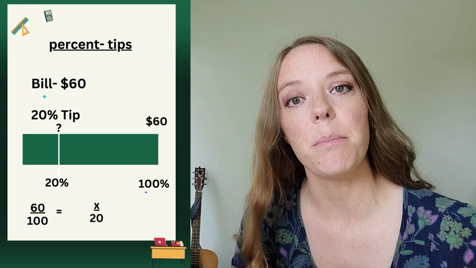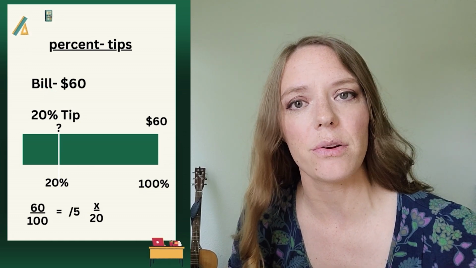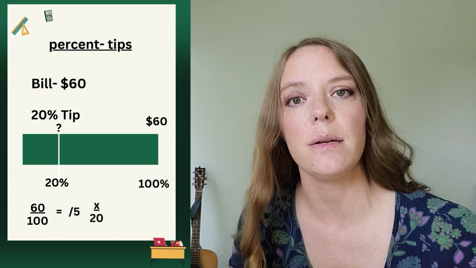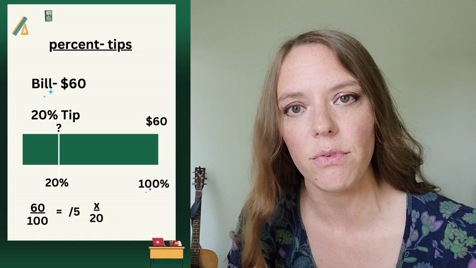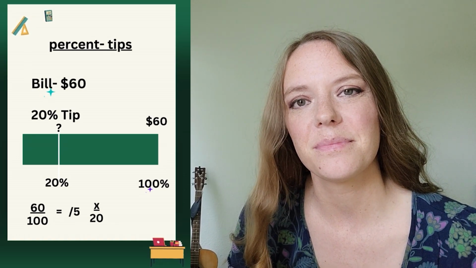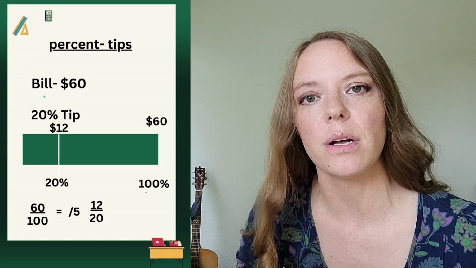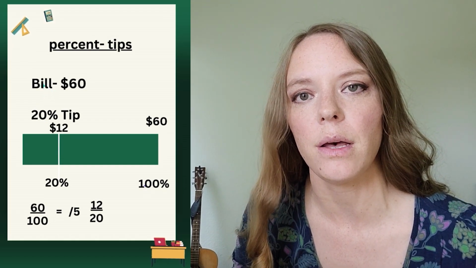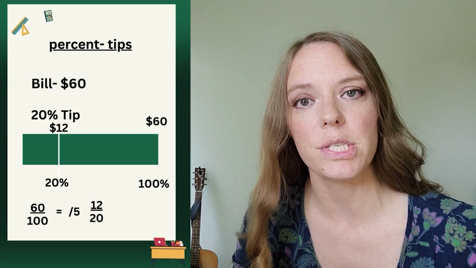Yeah, we can divide by 5. And so we can also divide that $60 by 5 to find 20% of $60. So why don't you pause the video and do that problem. Okay, we probably got the same thing. It is $12 is 20% of the $60. So we should give a $12 tip.